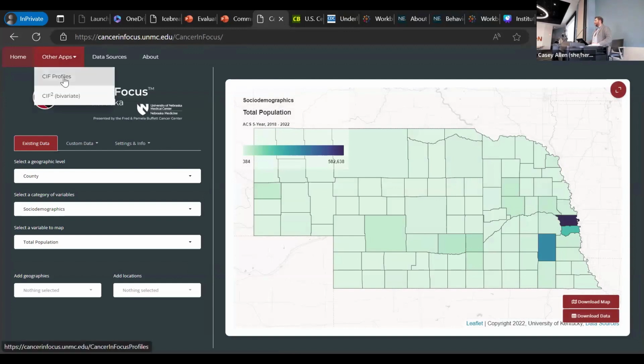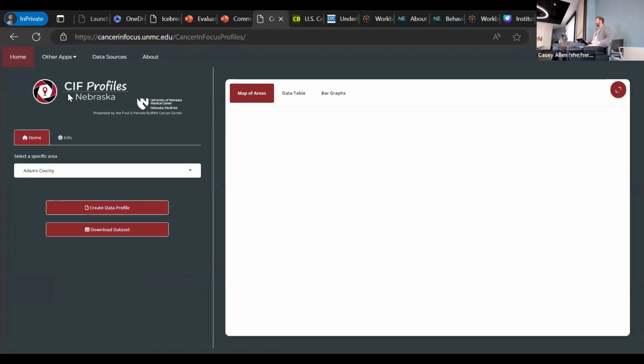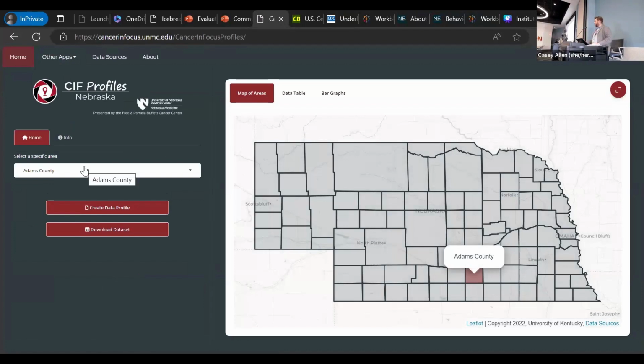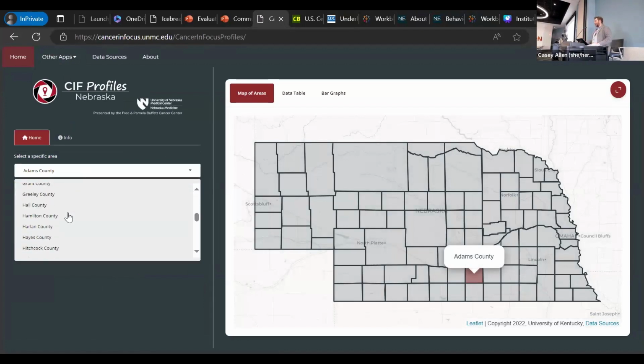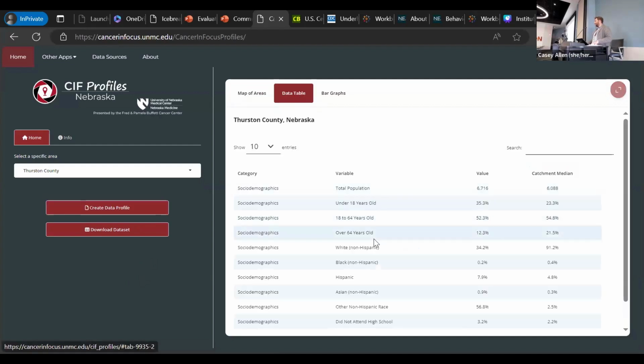Now there's one more piece here. It's called the Cancer in Focus Profiles. This allows you to get county level profiles that look at all of those different variables for you. So let's look back at Thurston County again. I could create a data profile, which would export this data table. For all of Thurston County, I have all of the information on all of those variables that I've mentioned before. You can download those and analyze them if you'd like to.